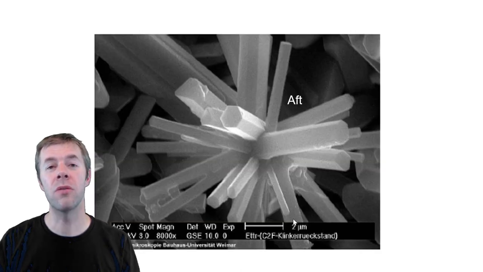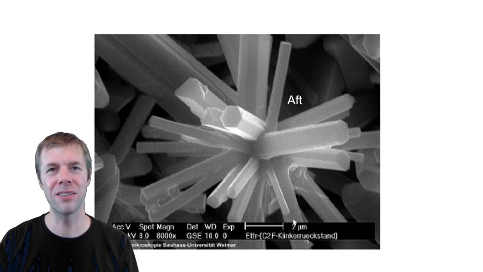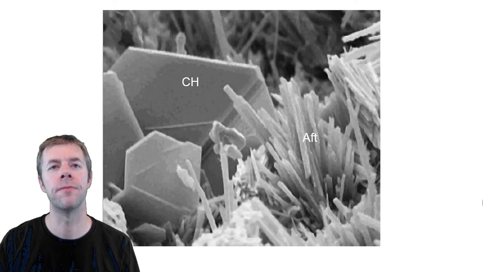Here's an image of ettringite, really zoomed in and close. Pretty awesome, right? That needle's growing from all those different directions. Here's another image from Terry. These are ettringite nests growing all the way around. Look at that, growing from those central spots. Here's another image. Ettringite needles shown here.